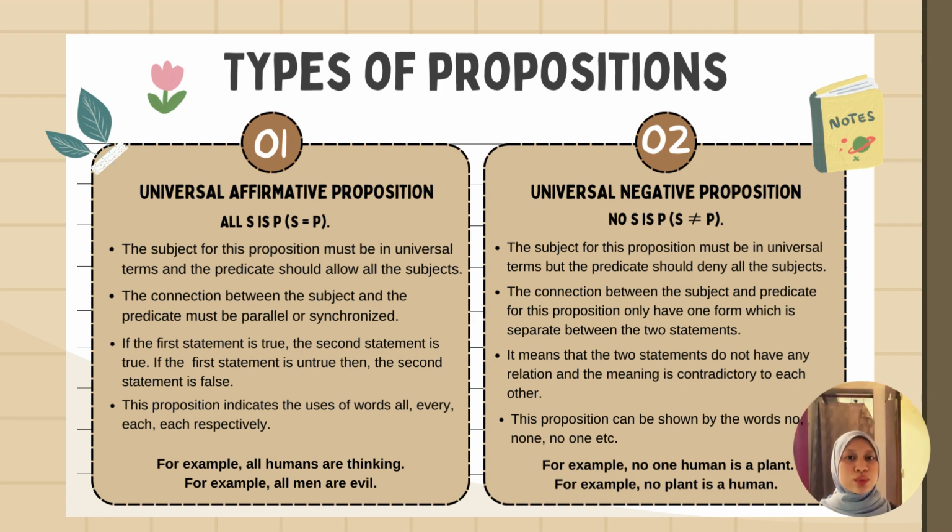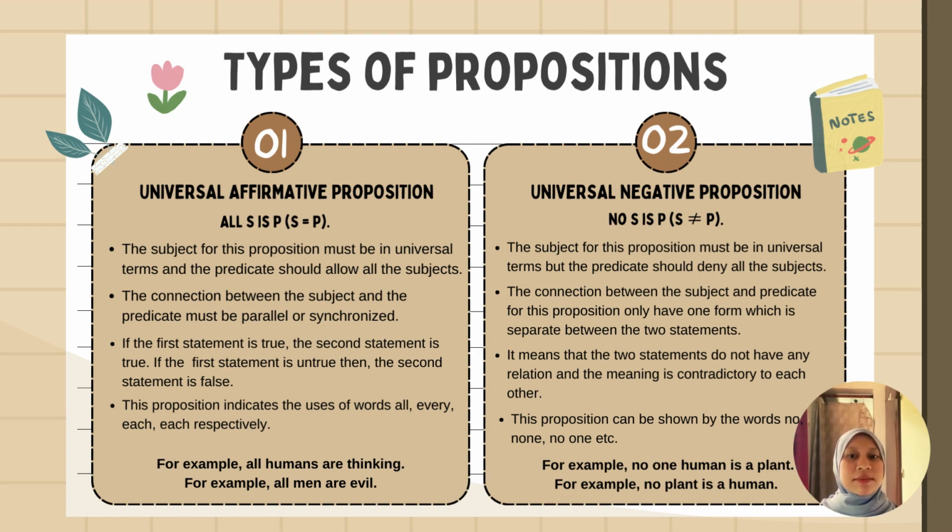Next, we move to five types of propositions. The first one is the universal affirmative proposition, which has the formula all S is P. The subject of this proposition must be in universal terms, and the predicate should allow all the subjects, because the predicate must be in a positive proposition, and the connection between the subject and the predicate must be parallel or synchronized.